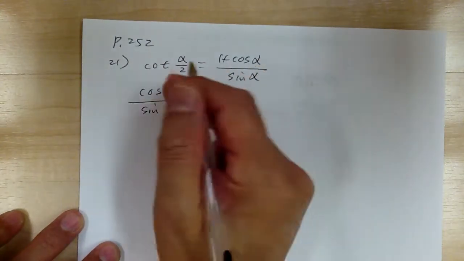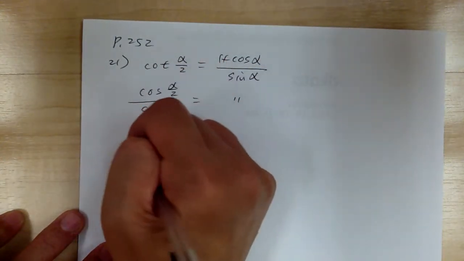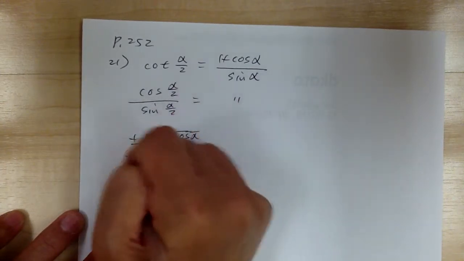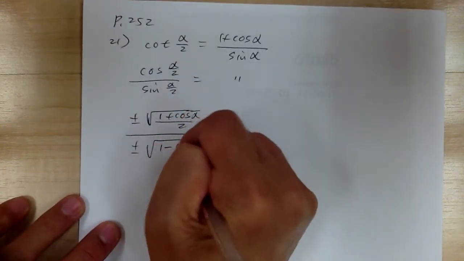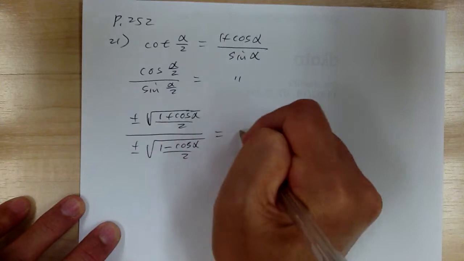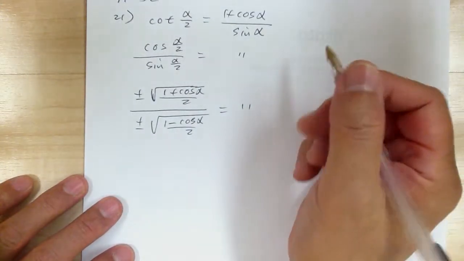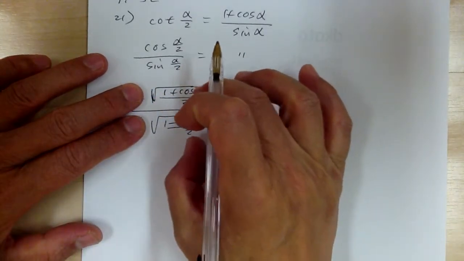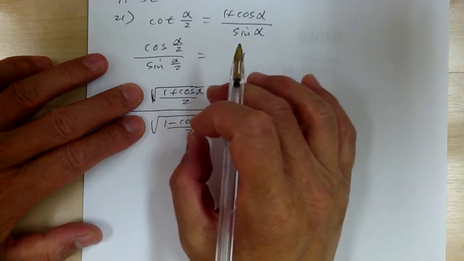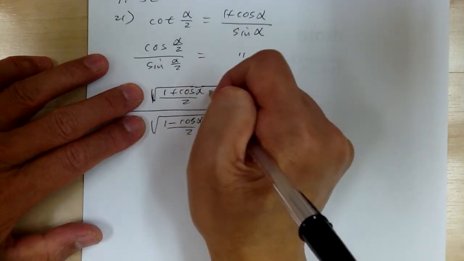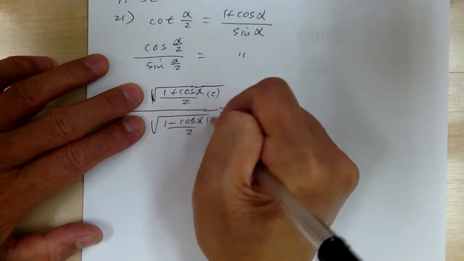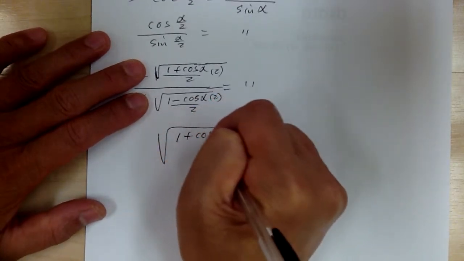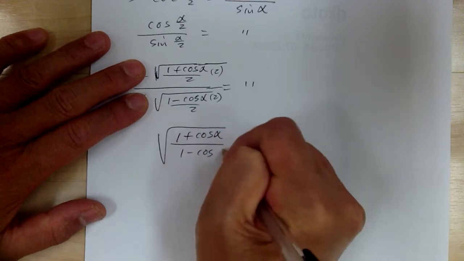Then you go ahead and do the identity. So it'd be plus or minus square root of 1 plus cosine alpha over 2, over plus or minus square root of 1 minus cosine alpha over 2. Okay? So now the plus or minus will cancel out, and this one is a complex fraction, so you multiply everything by 2. Now you become one big square root. So you got 1 plus cosine alpha over 1 minus cosine alpha.